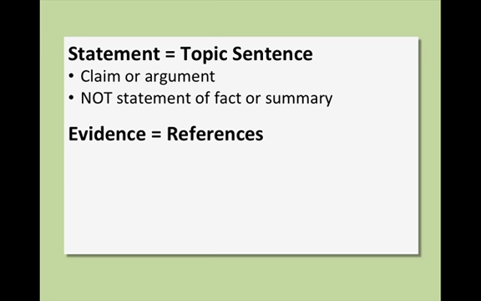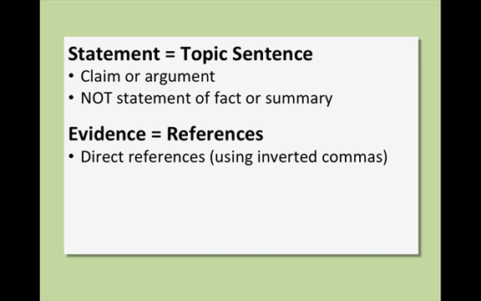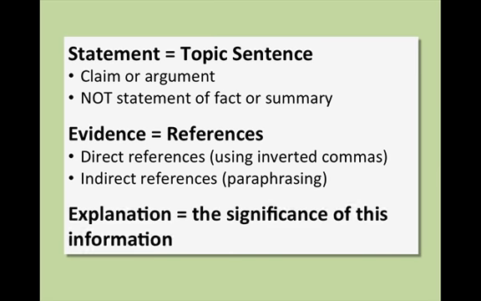References can come in two different forms. They can be direct references, which you would do using inverted commas, where you are quoting exactly what someone else has said, or indirect references, where you are paraphrasing or taking what other people have said and putting them in your own words. Now, what some people often forget is the final aspect of a paragraph, which is the explanation. This is the significance of the information you have presented and the explanation of any references that you have introduced.